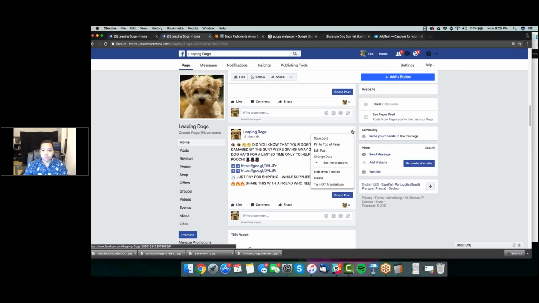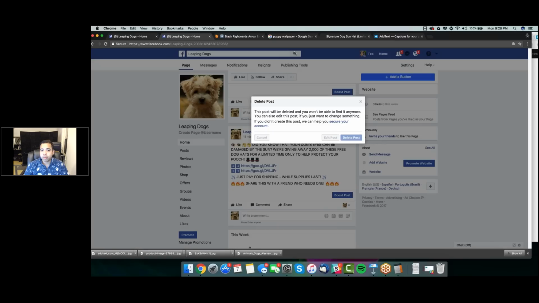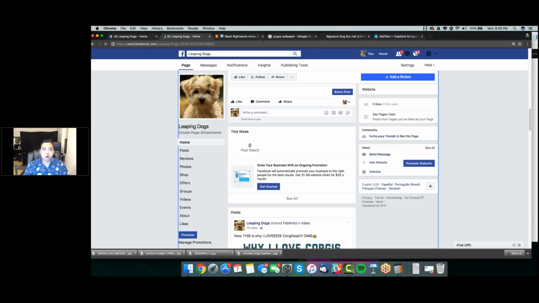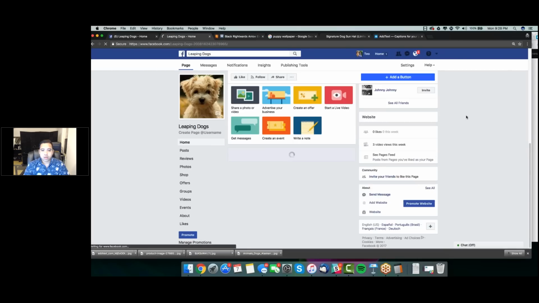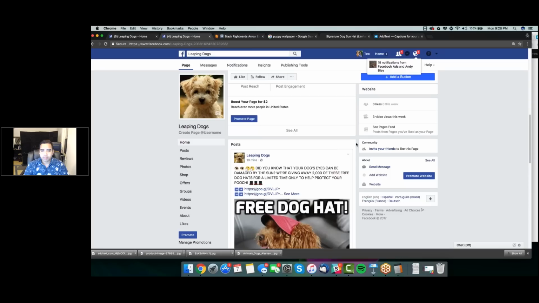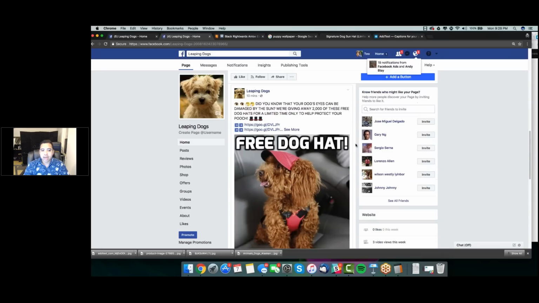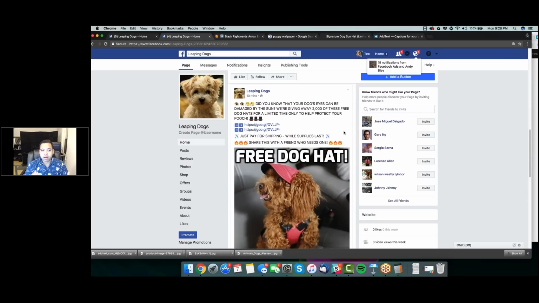Now we have traffic going into our page here. Okay, so let's remove this one right here. But now we have traffic, not just traffic, but targeted traffic going into our Facebook page. Okay, we'll refresh this. We have targeted traffic going into our Facebook page, and people seeing this ad right here, this big, gigantic ad that says free dog hat, right?